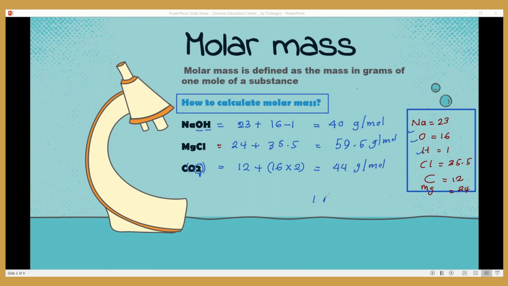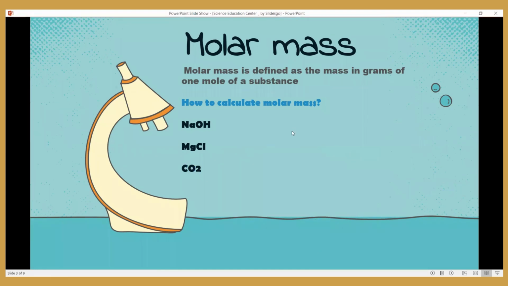So if we take 1 mole of carbon dioxide, the mass of 1 mole of carbon dioxide will be 44 gram. And if we are given 88 gram, it simply tells us we have 2 moles of carbon dioxide. All right. Moving to the next slide.